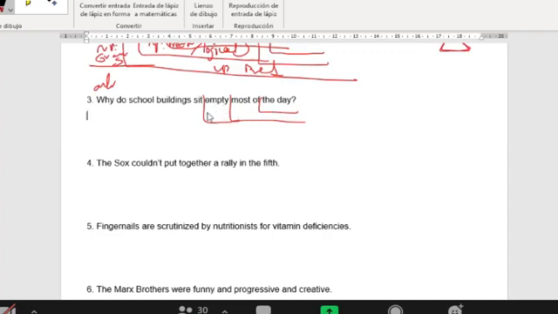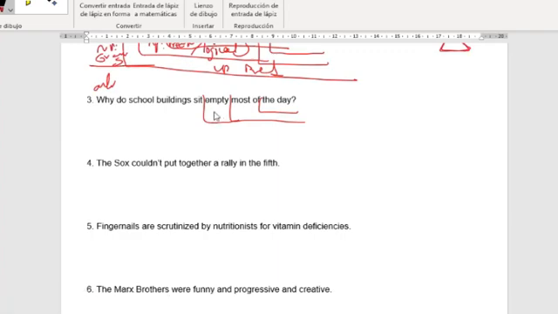Empty. Is it an adverb? No, that's an adjective. What happened with the slot? I think it's not in the correct hierarchy. Well, how do they sit? Empty. So it's an adverb. Adverb of manner. How do they sit? Empty. So it qualifies the verb, like an adverb of manner. Yes, adverb of manner. Very good.